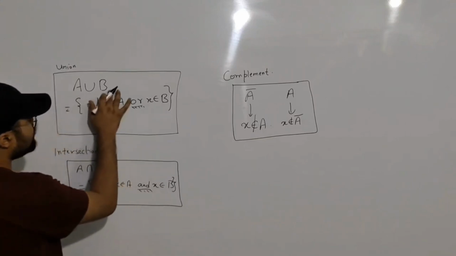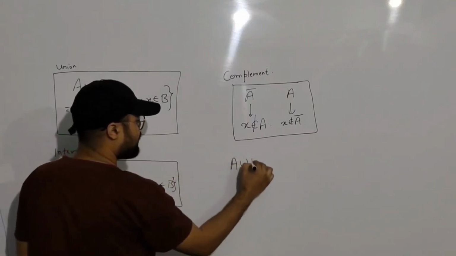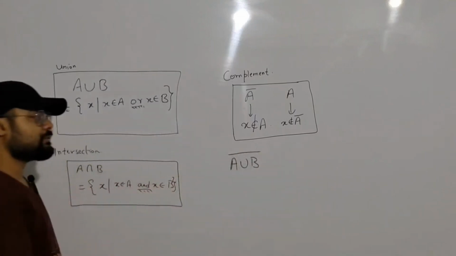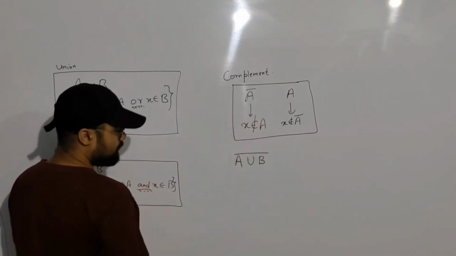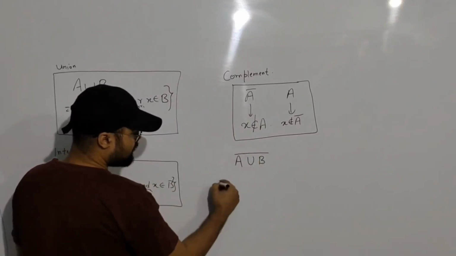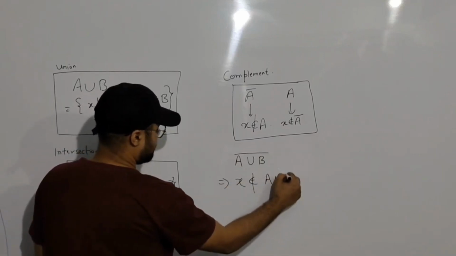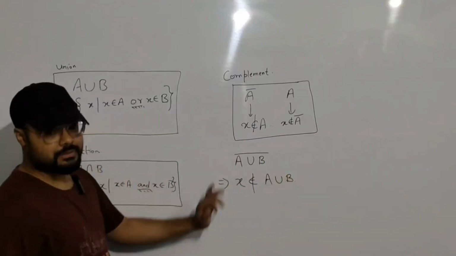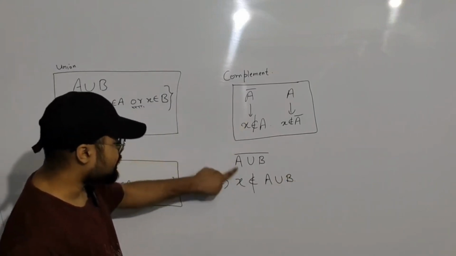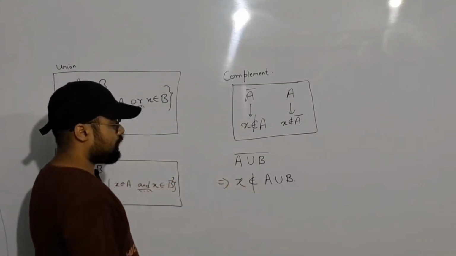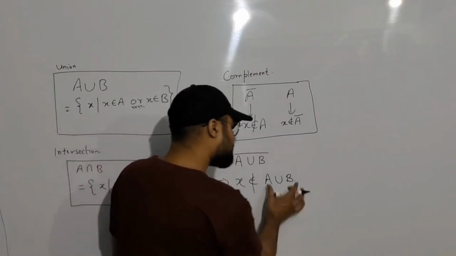If I perform the complement to A union B, then what does it mean? A complement means X does not belong to A. So A union B complement means X does not belong to A union B. This is your first jump. From the very basic definition, this means this. Now you know that if it does not belong to A union B, what is A union B?